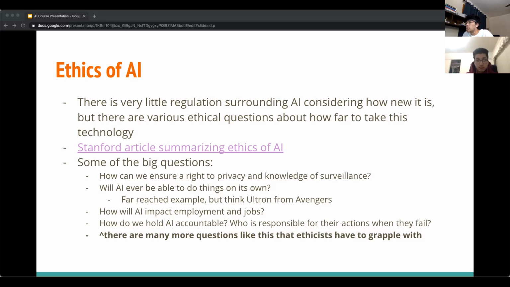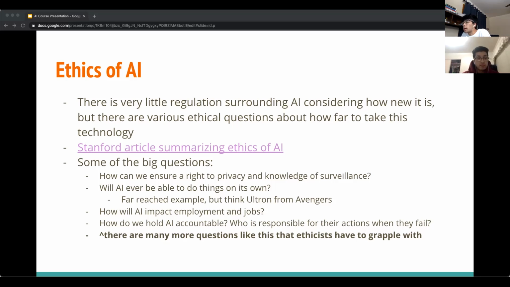Another thing is, will AI ever be able to do things entirely on its own, in the sense that it can learn things without a human programming it to learn those things? One far-fetched example that explains what it would be like is Ultron from Avengers. If you ever watched that movie, I think it was the second Avengers movie. Ultron was this robot that Tony Stark basically created through AI, and it learned how to do things on its own, and it became really problematic. I don't think that's ever going to happen in our world. I don't think anyone thinks it's going to happen, but it's just something to think about. What if we had an AI that could start doing things on its own, and how would that impact the world?